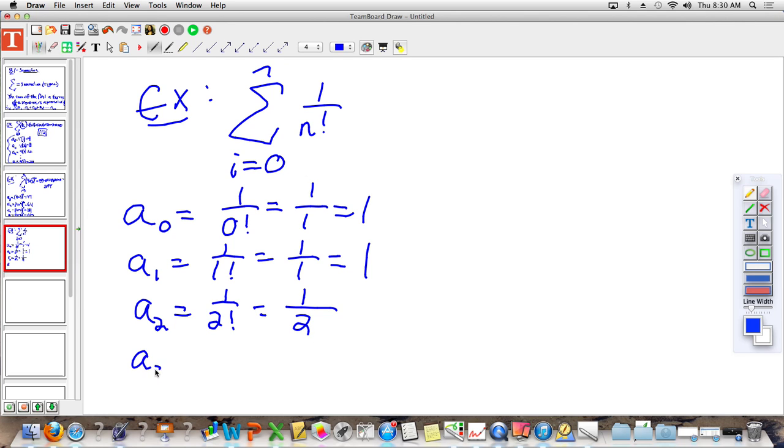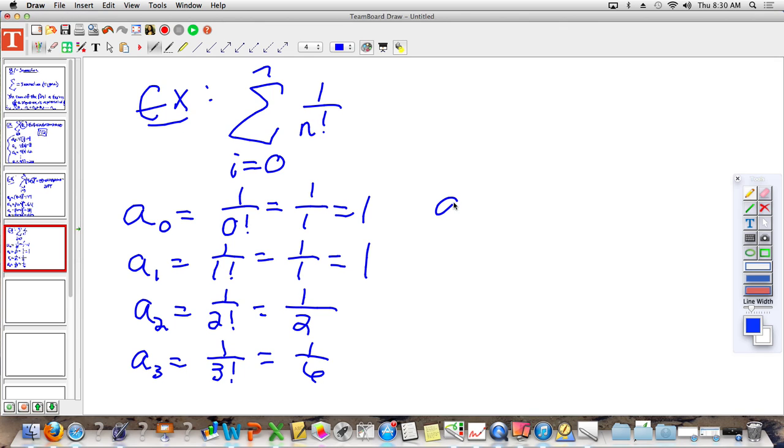The third term is going to be 1 over 3 factorial. Technically, this is not the third term. This is actually the fourth term, but we call it a sub 3. It's going to be 1 over 6.